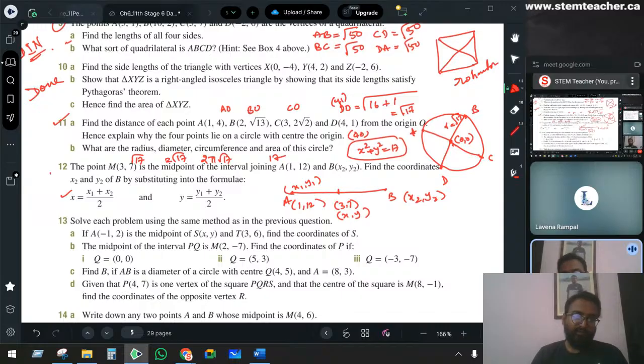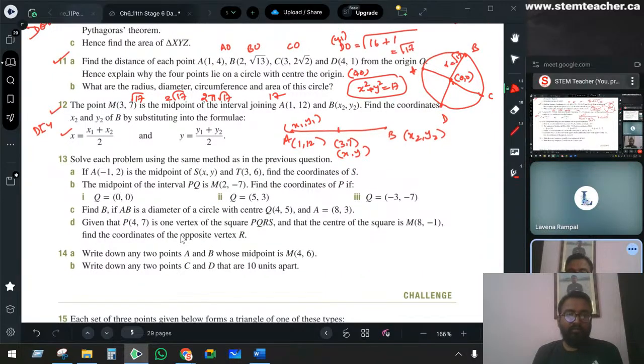Okay. Similarly, question 13 each. Solve each problem using the same method as the previous question. He has given the midpoint. One point is not given, another point has been given, so you can find this easily. The midpoint of PQ is M. You have to find P. Let P be x2, y2, then using the same logic, you can get it.